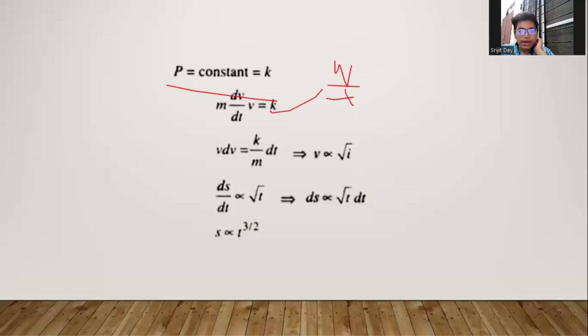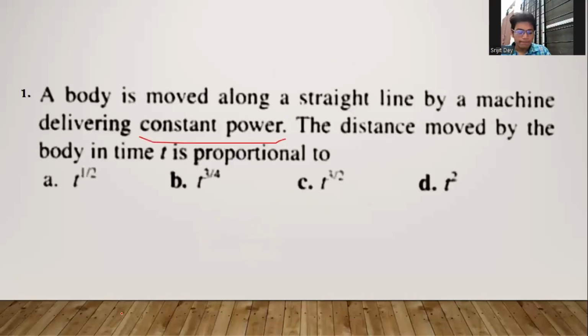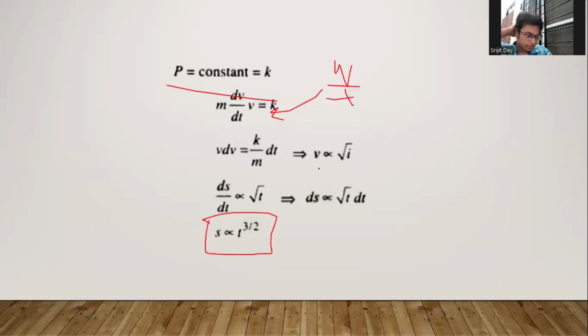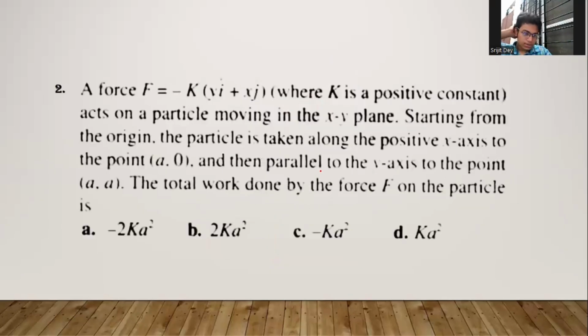That is m dV/dt into V, because work is force into distance. Now if you do d/dt on both sides, then you will get m dV/dt V equal to K. Now if you integrate on both sides, you will get distance s directly proportional to t to the power 3 by 2. This is your answer. Thus, answer will be option C, that is s is directly proportional to t to the power 3 by 2. Now coming to the next question.